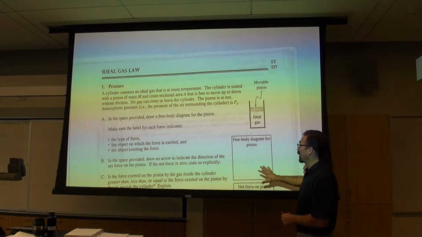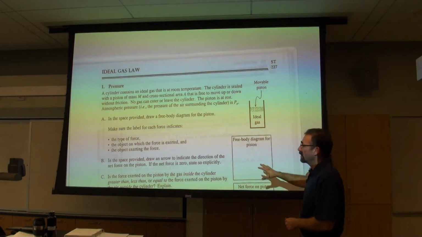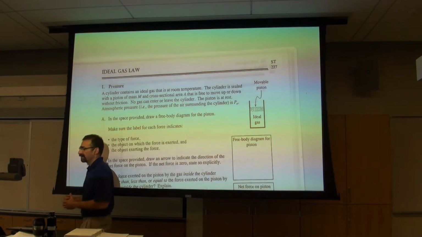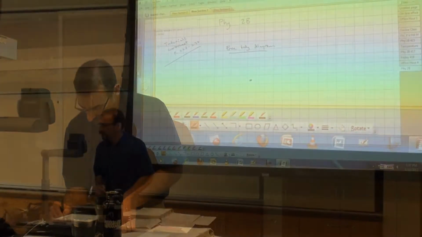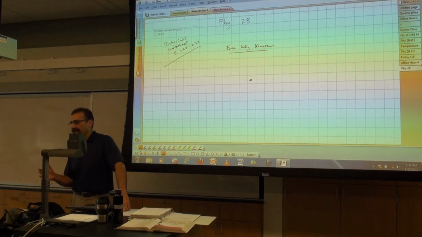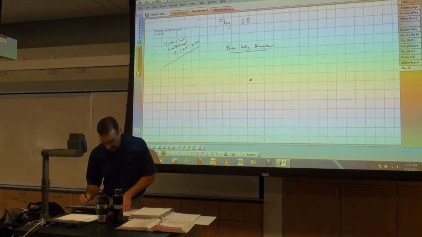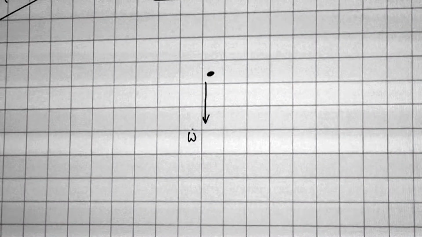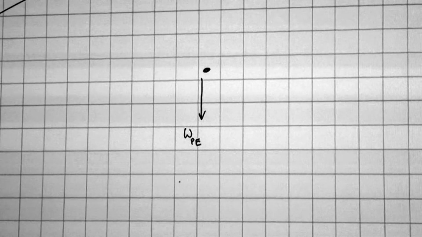So they want you to draw a nice free body diagram for the piston. And then you can work your way through the first few questions, and then we'll come together and talk about them. So the first thing we're doing is drawing a free body diagram. What's one of the forces acting on our piston? The weight, the force of gravity. So I'll put the force on the piston due to the earth. Use the subscripts there.